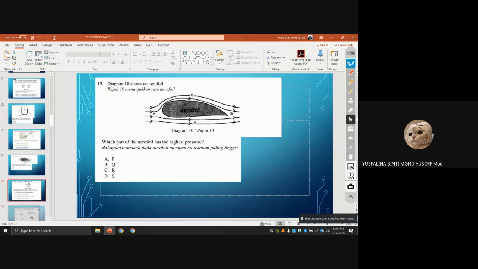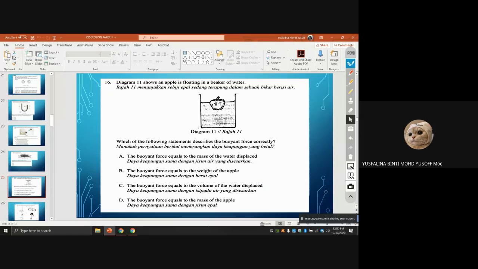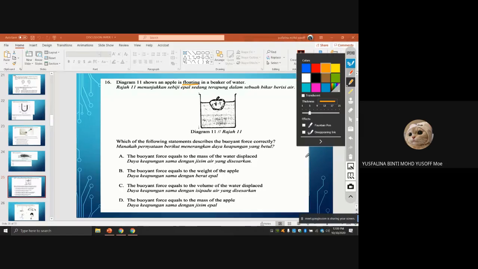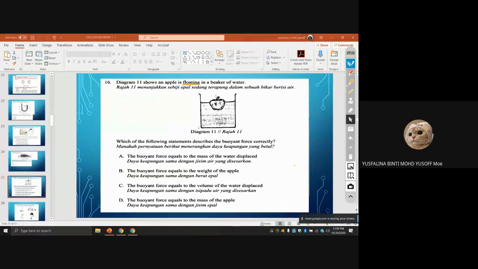Right, next one. Diagram 11 shows an apple floating. Underline the word floating here. If floating, it means the weight is equal to the buoyant force. So which of the following statements describes the buoyant force correctly? The buoyant force equals the weight of the apple. So the answer for number 16 is B.